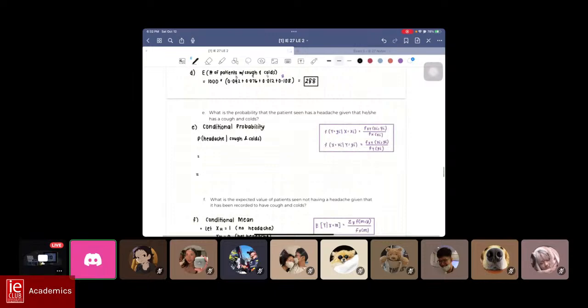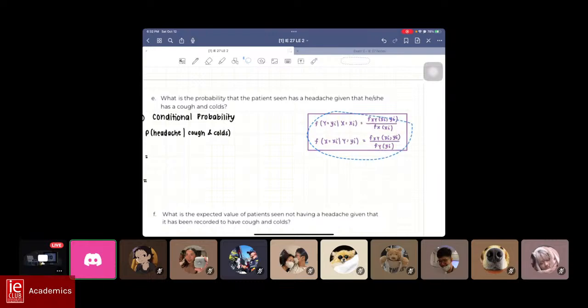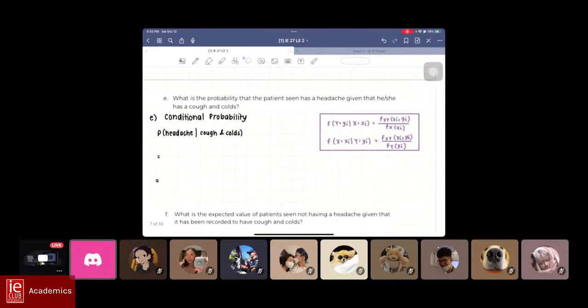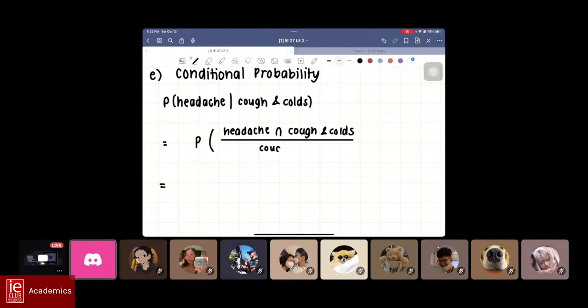And then for letter E, it says, what is the probability that the patient seen has a headache given that he or she has cough and colds? So with the word given, we know that it's the conditional probability. So based on the formula of conditional probability, we can get that P of headache given cough and colds would be equal to the probability of headache intersection with cough and colds over the probability of cough and colds.